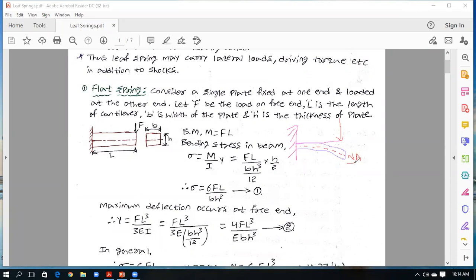Similarly, in this case, to find the value of y, that is, not the deflection, sorry, Y is the distance from the neutral axis to the extreme fiber. This is the extreme fiber. Beyond this, there is no fiber. If the total thickness is h, therefore this will be h by 2, h by 2. Therefore, y is equal to h by 2. And we know that bending moment is load multiplied by length.